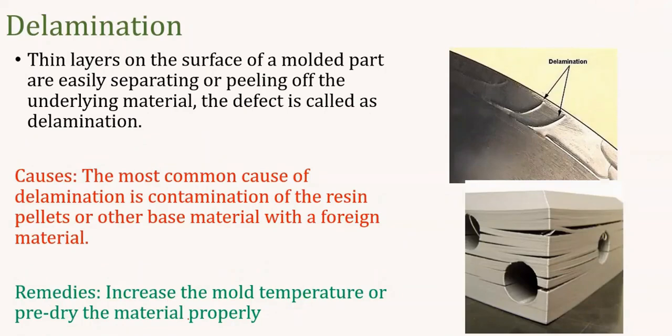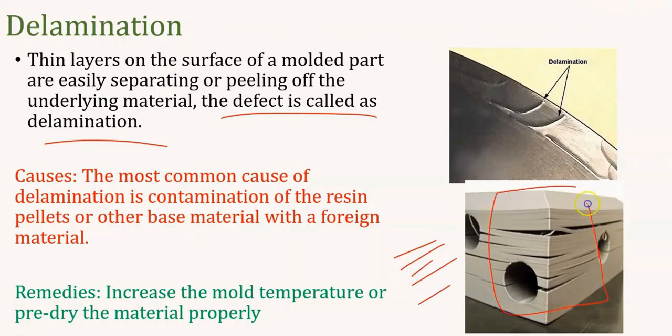Next one is delamination. Delamination is a thin layer on the surface of a molded part that is easily separated or peeled off from the underlying material. It is like how we remove pages from a notebook or book, page by page. Such a thing will happen, and that is the delamination.